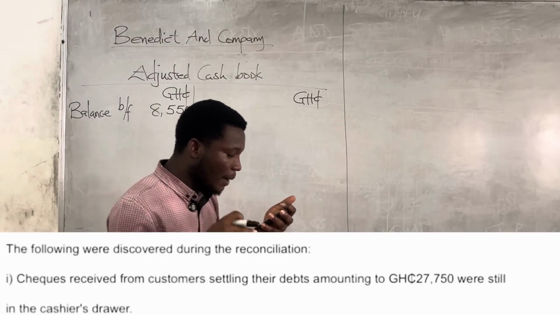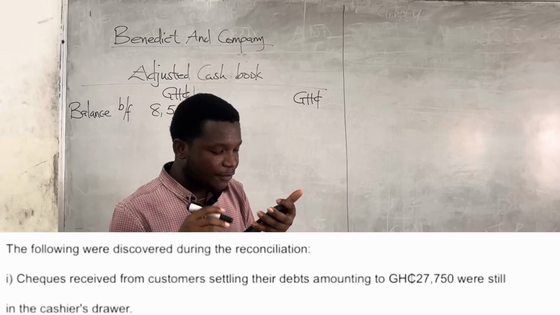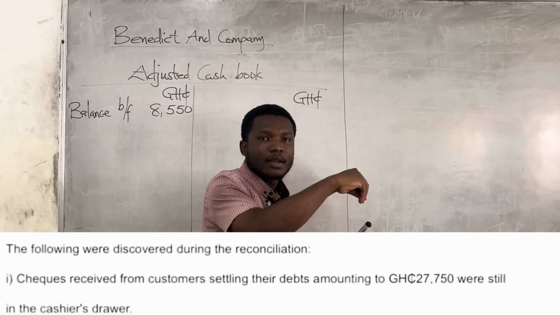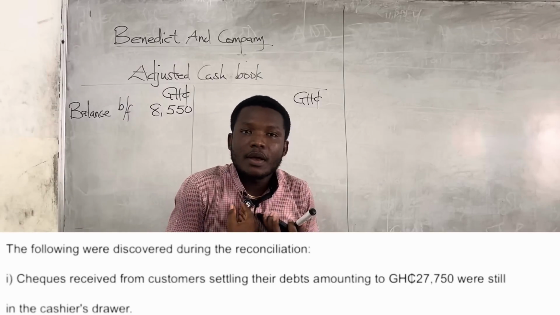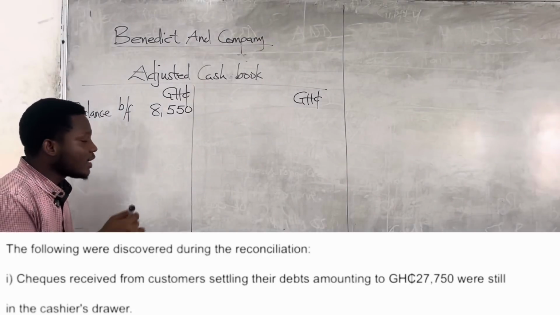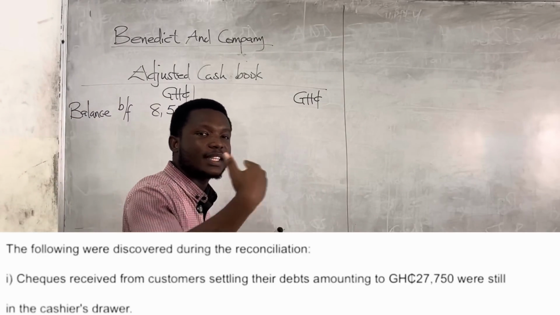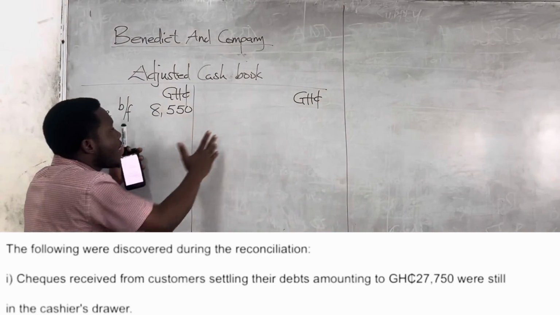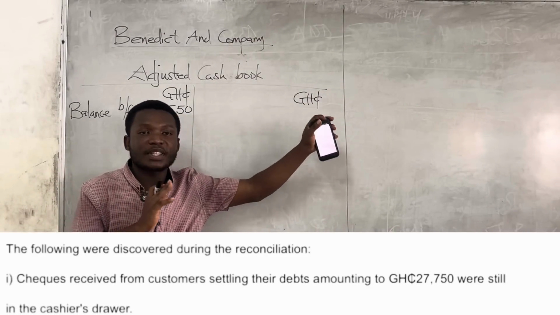So let's go to the first transaction, which is the I. Checks received from customers settling their debts amounting to 27,750 were still in the cashier's drawer. So they gave the cashier the check to credit our account, but they didn't credit our account during that period. So it means this first thing has become uncredited checks. It has not been credited yet, and that one is the bank's responsibility to correct that error. So here, we don't touch it. The bank reconciliation statement will deal with it because it's the bank who committed this error.